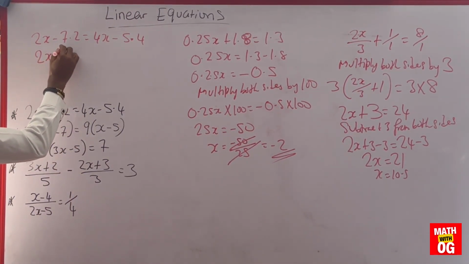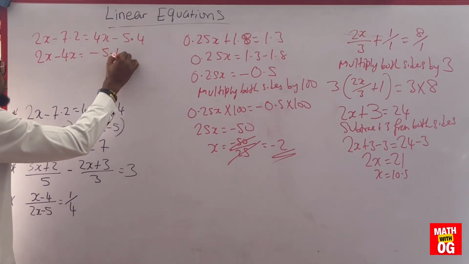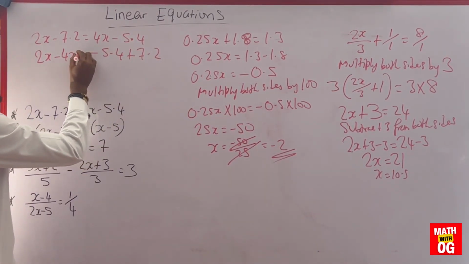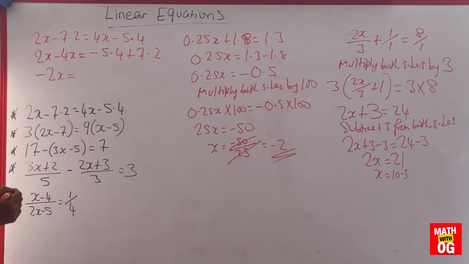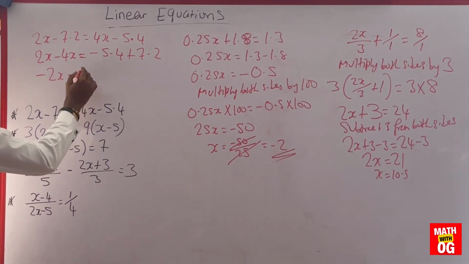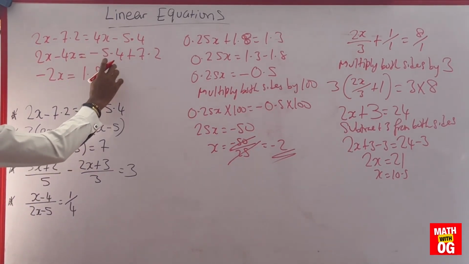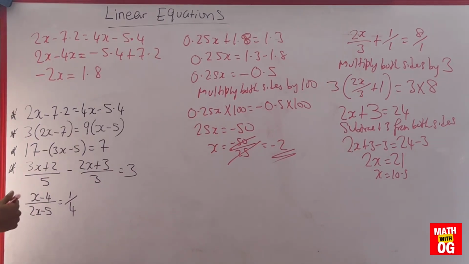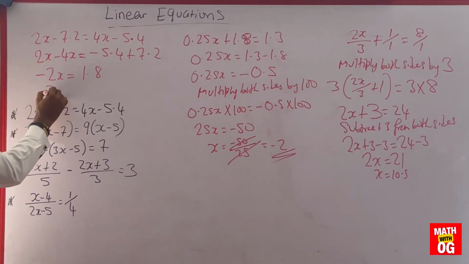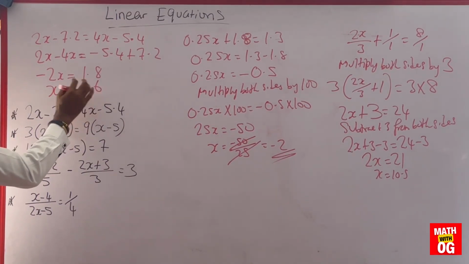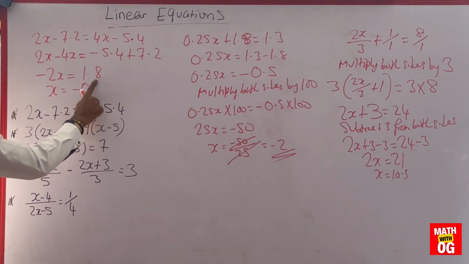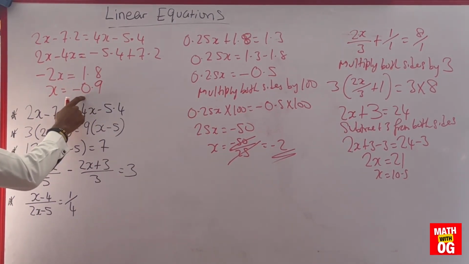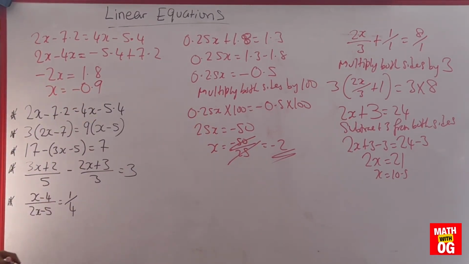So this is 2x minus 4x is equal to minus 5.4 plus 7.2. Now 2x minus 4x is negative 2x, and minus 5.4 plus 7.2, that's 7.2 minus 5.4. You have 8, 6 minus 5 is 1, that is 1.8. Okay, that's very correct. Now divide both sides by negative 2. X will be negative 0.6. Sorry, negative 0.9. 2 into 1 is 0, carry 1, 2 into 18 is 9. So that's a negative 0.9.